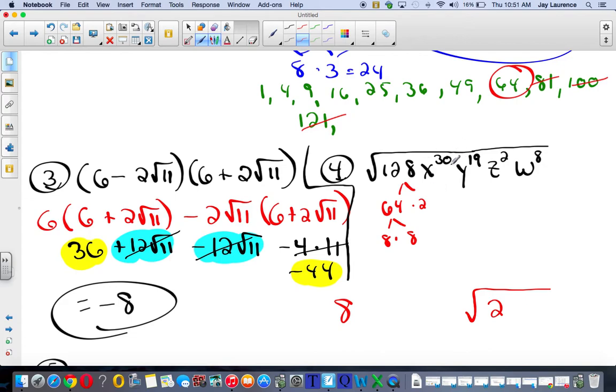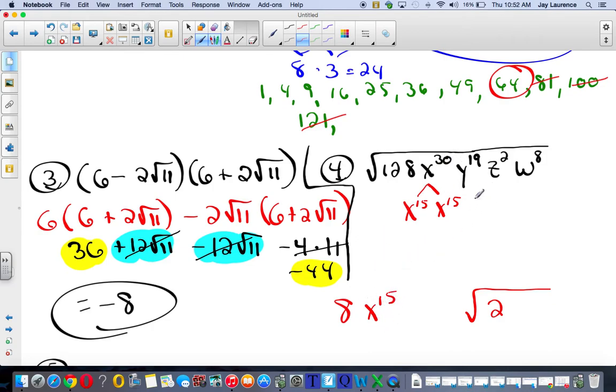Now, x to the 30th, okay, don't you ever erase work, I'm just doing it for the video purposes, would be x to the 15th times x to the 15th. So the square root of that is going to be an x to the 15th. But it needs to be in absolute values, doesn't it? Because this could end up being negative.